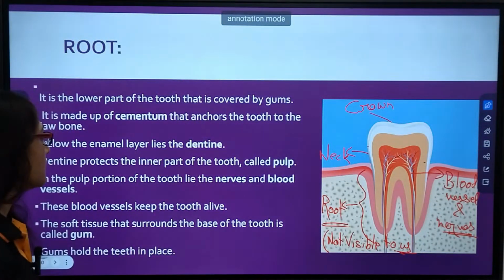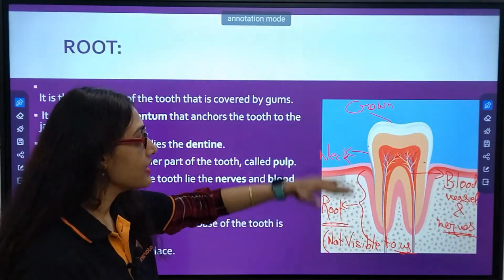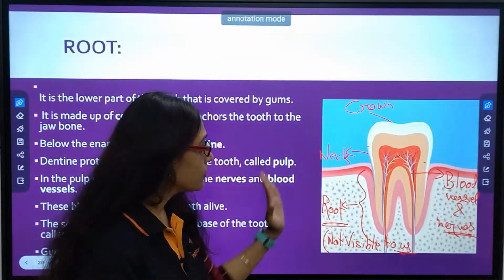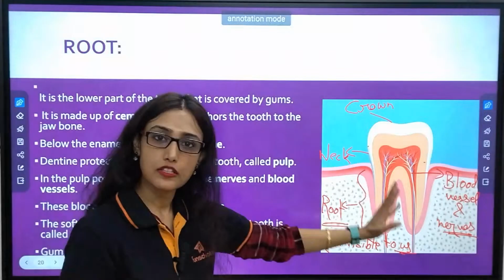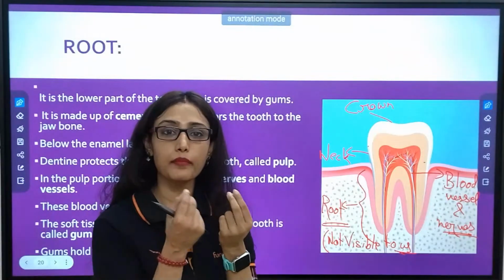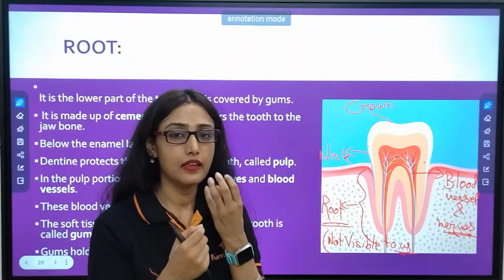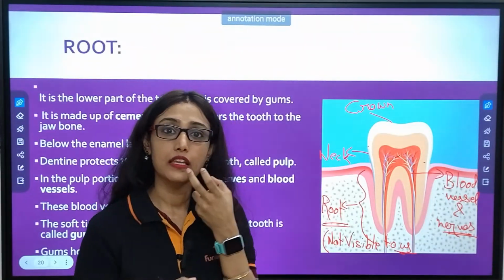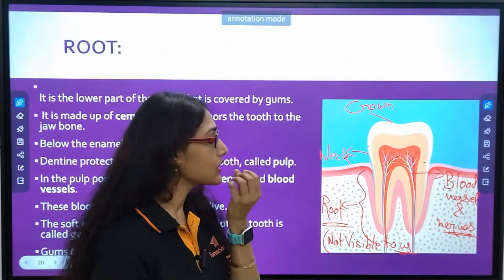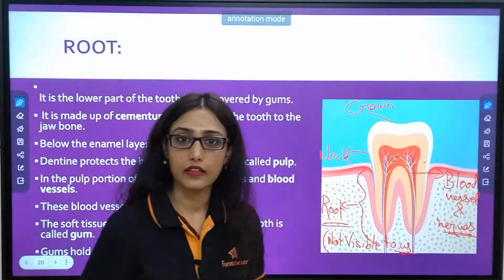So below the enamel, what did I say? The dentine, which is not visible. Okay, so this is the dentine, which consists of the root, and the roots, whenever you taste something hot or too cold, like ice cream, you have a sensation in your gums. Okay, not in the upper part of the tooth, but in your gums. Why? Because of the presence of blood vessels and the nerves.